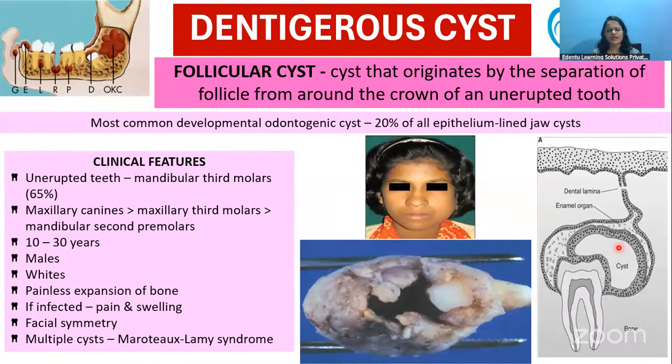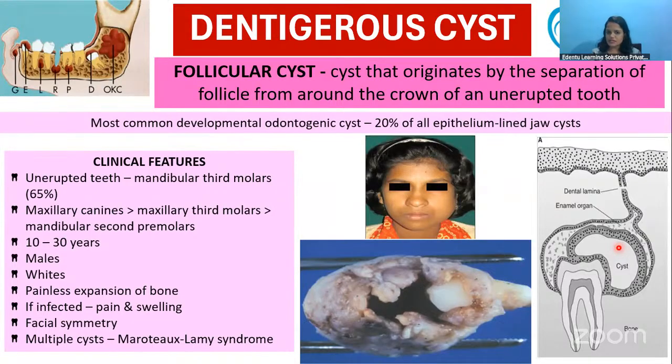Most of the cases of dentigerous cyst are associated with an unerupted tooth only, mainly seen in the mandibular third molar area. Then the next common site is the maxillary canine region, then the maxillary third molars, and the mandibular second premolars. It is most commonly seen in young patients, between the age group of 10 to 30 years. Males are most commonly affected, and white people are more commonly affected than the black race.